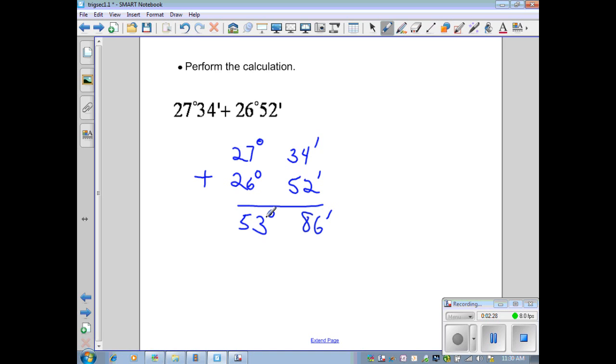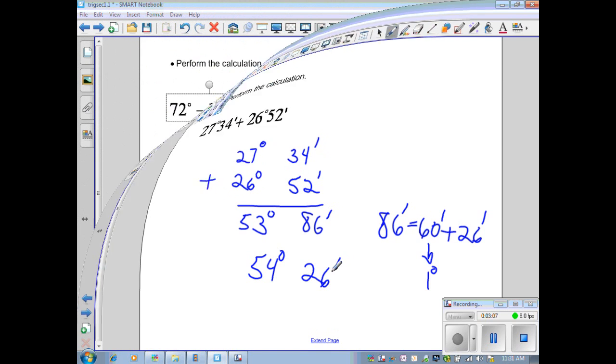But like in any other math situation, what we need to do is actually simplify. In this situation, 86 minutes, we know we can break that into 60 minutes and 26 minutes. But we already know that 60 minutes is equal to 1 degree. So what we'll do is add 1 to 53 degrees, giving us 54 degrees and 26 minutes. Now we've found the calculation for the sum of these 2 degrees, and we've also simplified it. Let's take a look at another example.